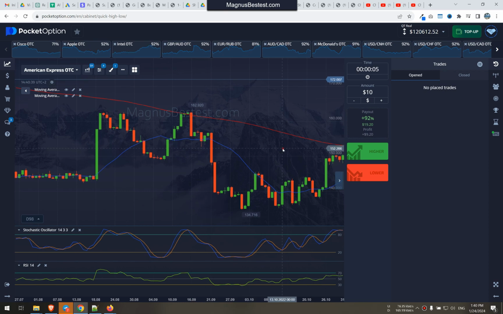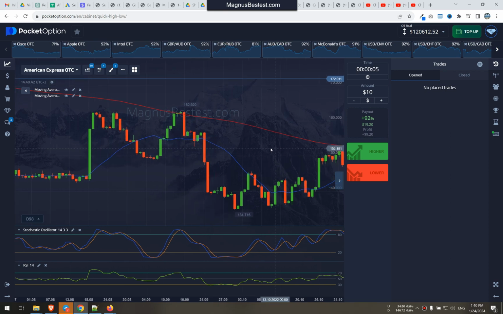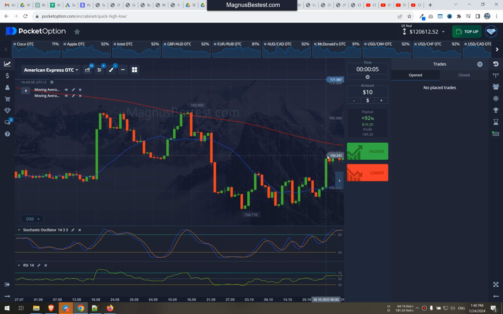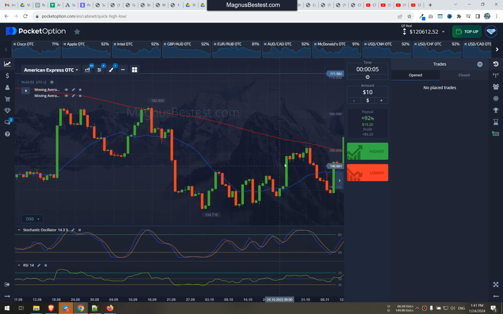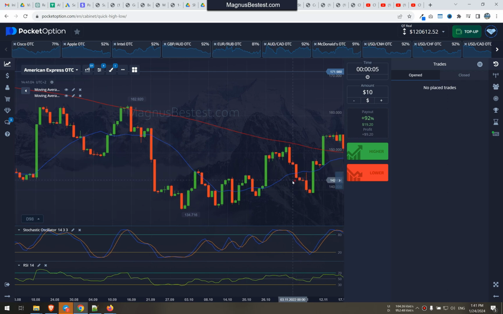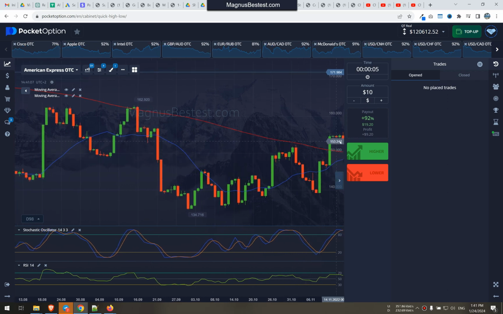So here, for example, even if we are taking into account the trend, so we are going down, this is a good signal. Let's say that you would enter over here and you would have some profit. But what would happen if you enter here?